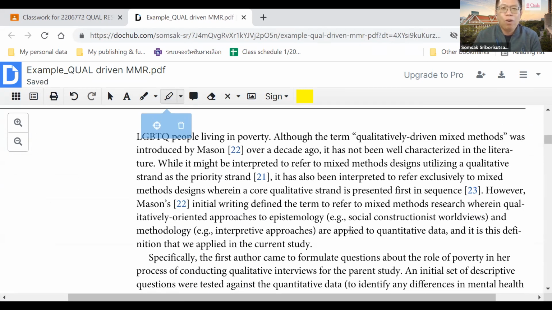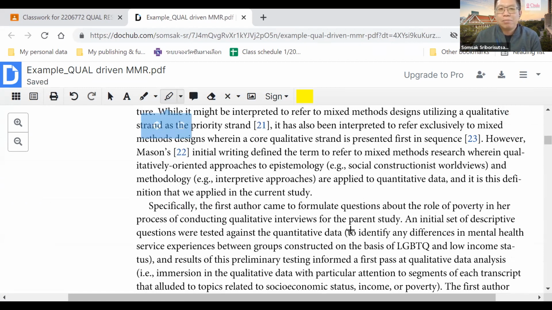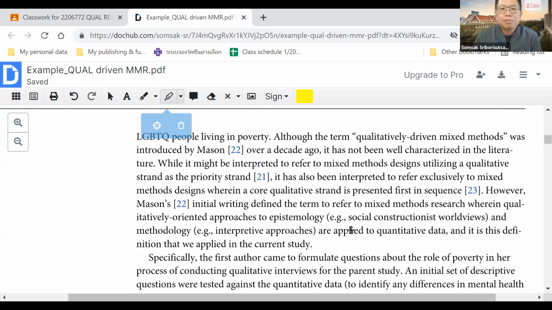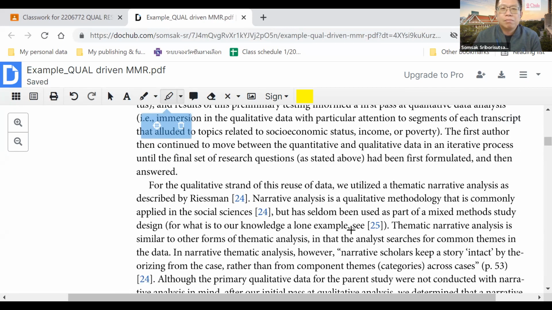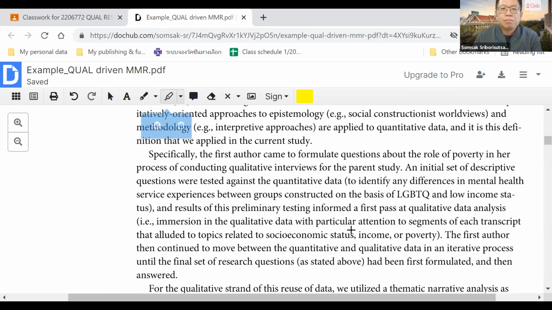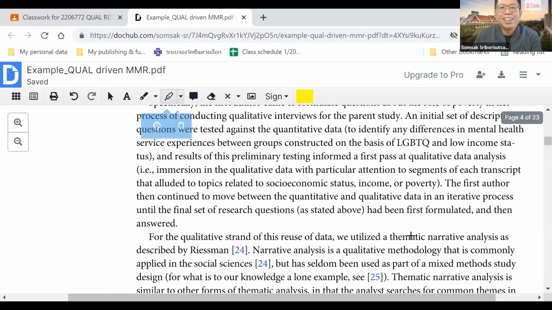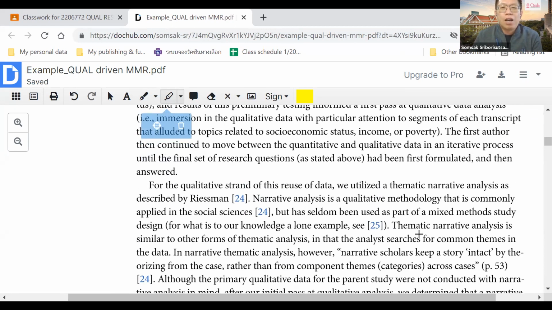Next, page four. Page four, Vince, your turn. What kind of qualitative data analysis did they use in the qualitative phase, or the qualitative strand, right? Yeah, the qualitative strand. Oh, they have utilized thematic narrative analysis.